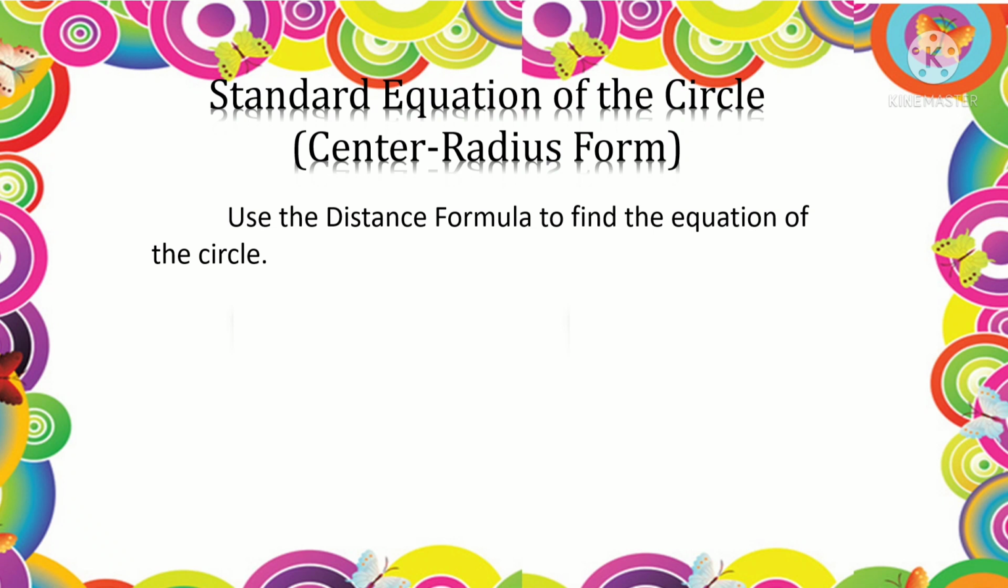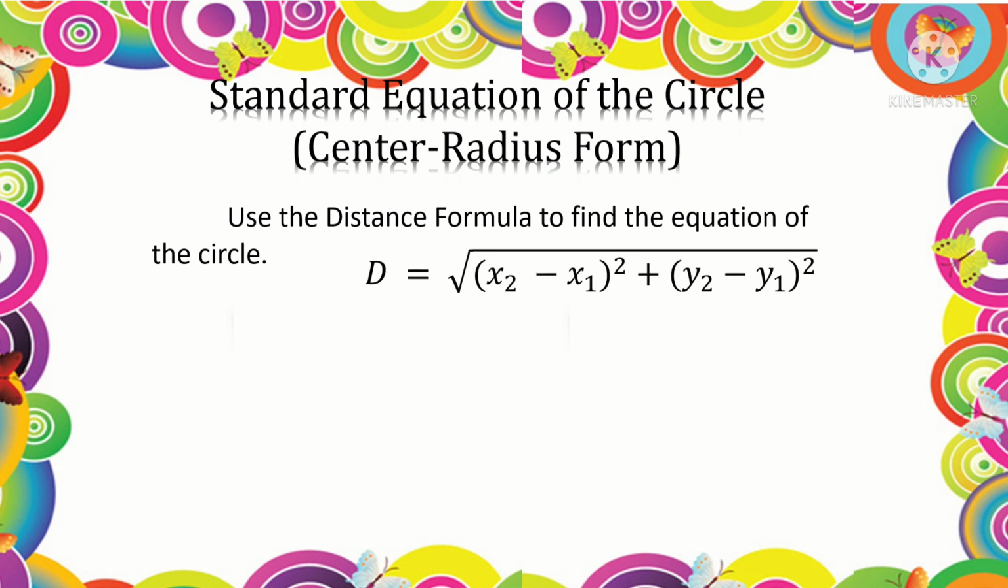Use the distance formula to find the equation of the circle. d is equal to the square root of the quantity x sub 2 minus x sub 1 to the power of 2 plus the quantity y sub 2 minus y sub 1 to the power of 2. Let x sub 1, y sub 1 be the point that corresponds to the center (h, k) of the circle, and let x sub 2, y sub 2 be any point on the circle. And d is equal to the radius.